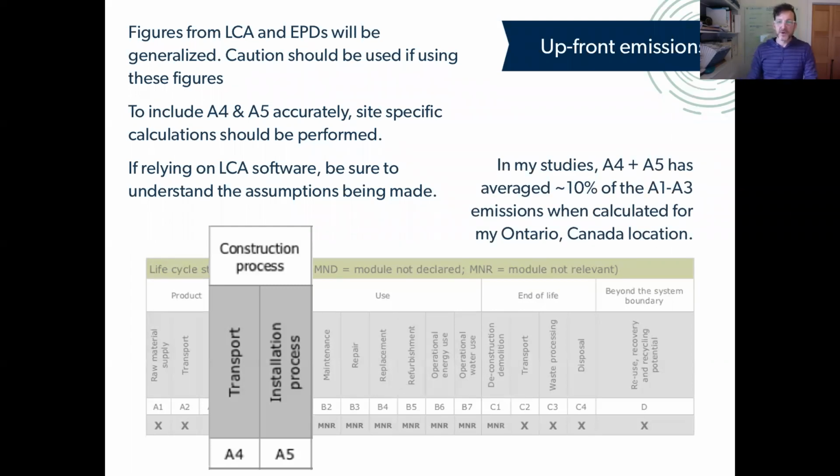And just as a note, these two categories together, when I've done those studies for our own projects here in Ontario, have represented about 10% of the A1 to A3 emissions. So not insignificant, but not massively significant either. So if you want to concentrate just on the product scale, on the material scale, I think there's a lot of value to that. And obviously that 10% is partly because I'm here in Ontario with a clean grid.